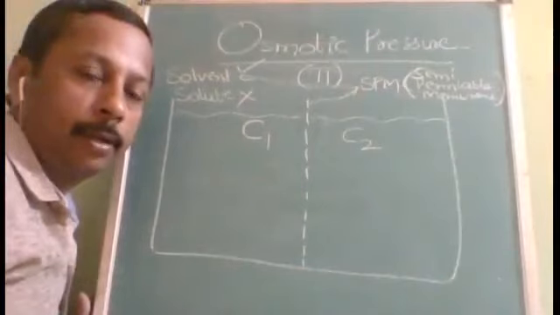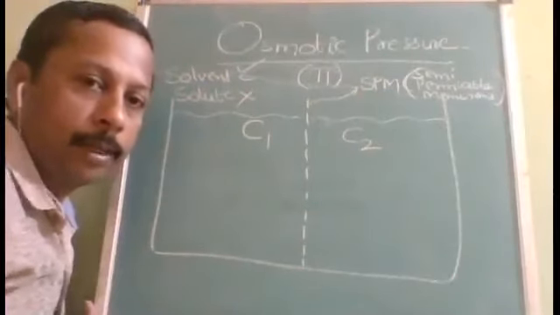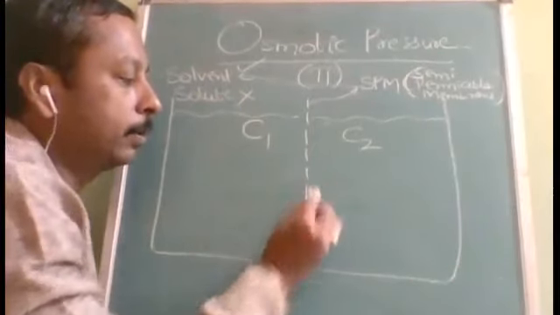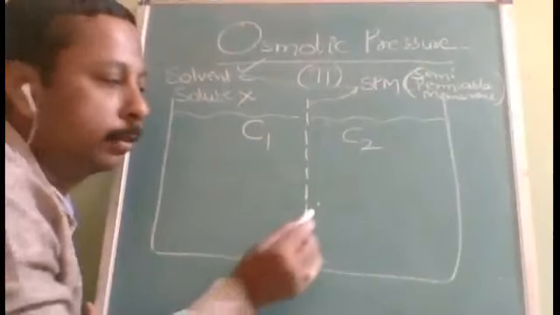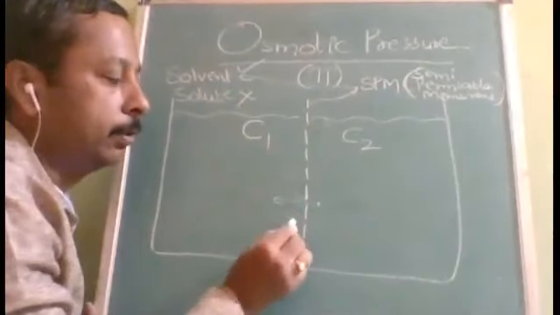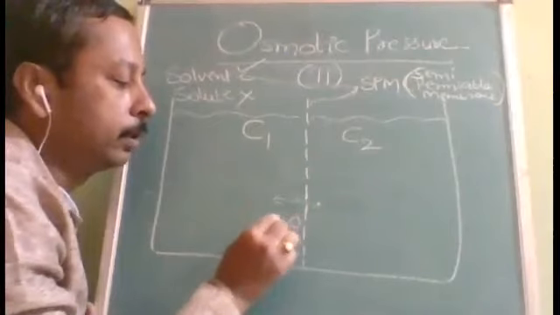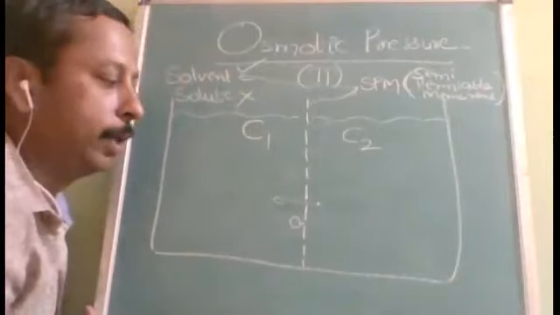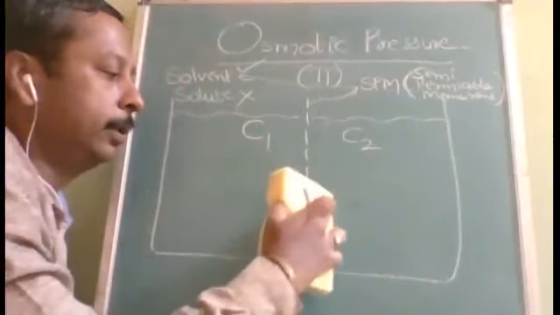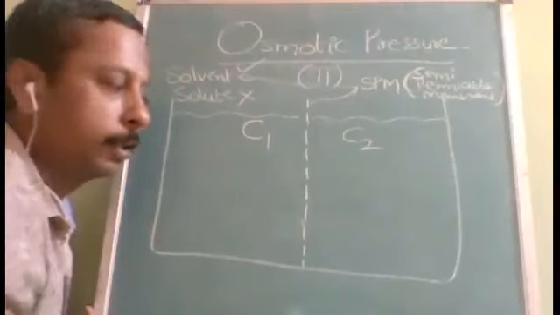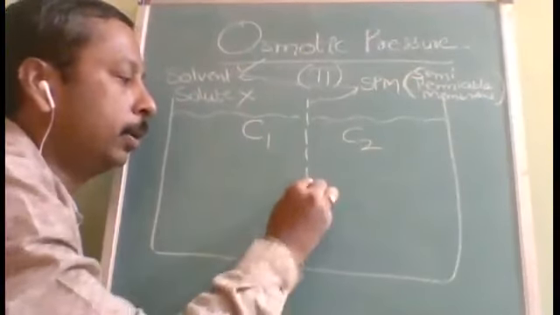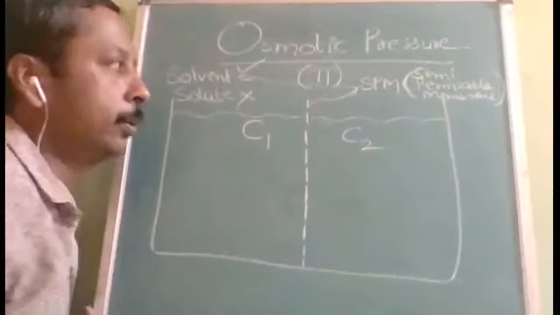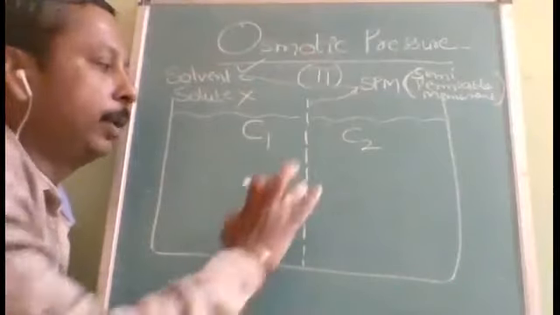Why is it so? Because solvent particles are small as compared to the solute particles. Let us take this as the pore size. Solvent will be like this, so it can easily pass through it. But solute will be like this, it cannot pass through. So there is no magic behind it, simple logic of the size. The pores are such that they allow small solvent particles, they will not allow big solute particles. Is it understood? That's why they are called semi-permeable membranes.